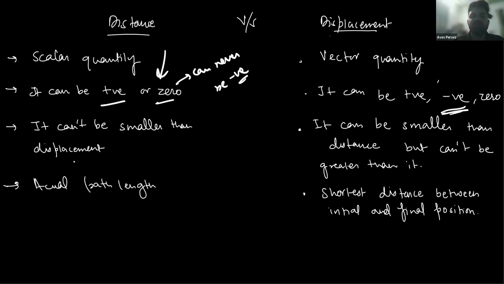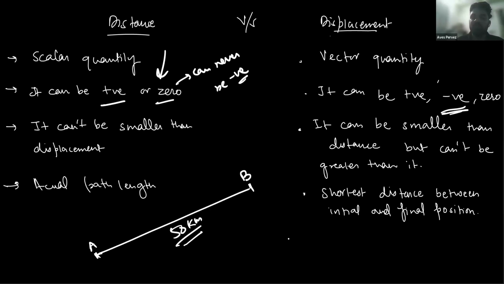Displacement can't be greater than distance. Distance can be equal to the displacement. For example, if an object travels from A to B, and that is 50 kilometers in a straight line, the distance is 50 kilometer and the displacement is also 50 kilometer.